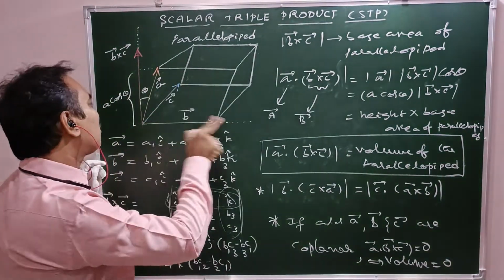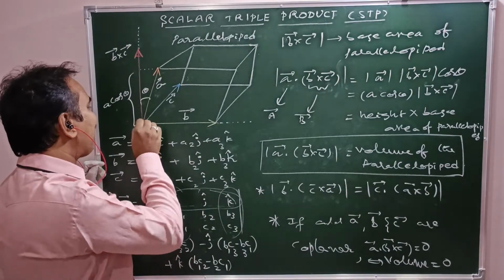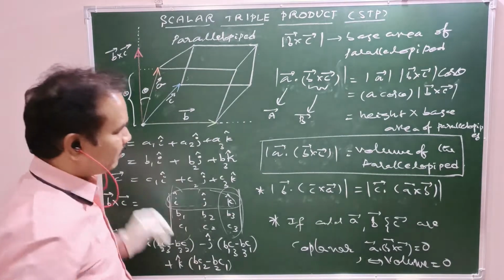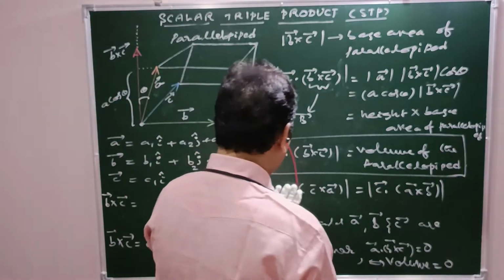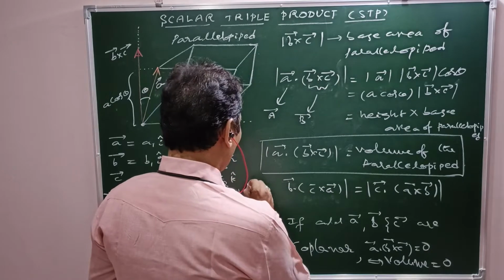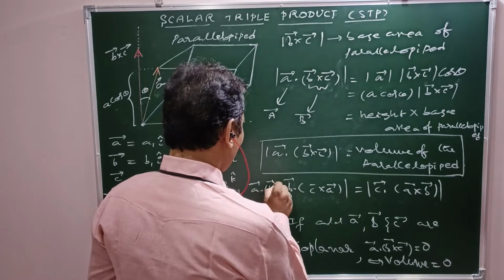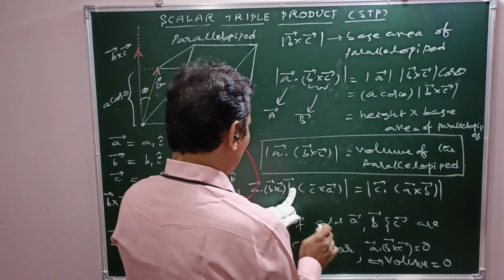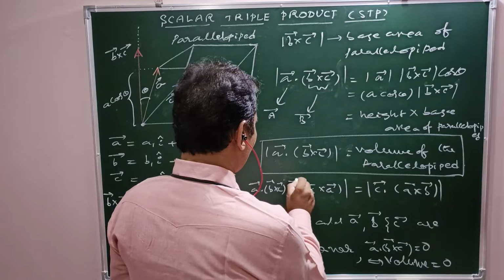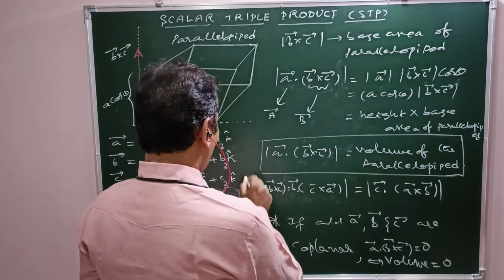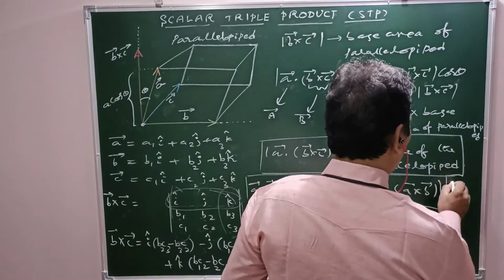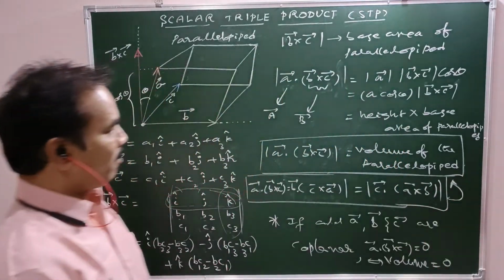Coterminous edges means all are having the same terminus. Same terminus means same origin. Right? So here I am writing A bar dot B bar cross C bar. Here it is B bar dot. So all are representing the volume of the parallelepiped. Okay.